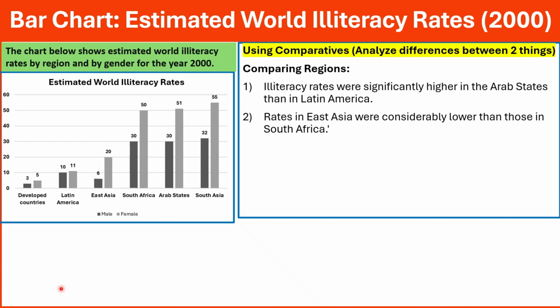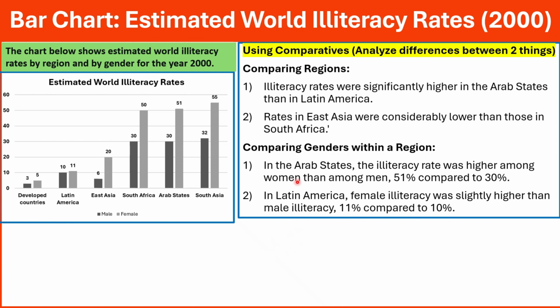When comparing regions, we can say illiteracy rates were significantly higher in the Arab states than in Latin America. Rates in East Asia were considerably lower than those in South Africa. When comparing genders within a region, we can say, in the Arab states, the illiteracy rate was higher among women than among men, 51% compared to 30%. In Latin America, female illiteracy was slightly higher than male illiteracy, 11% compared to 10%.